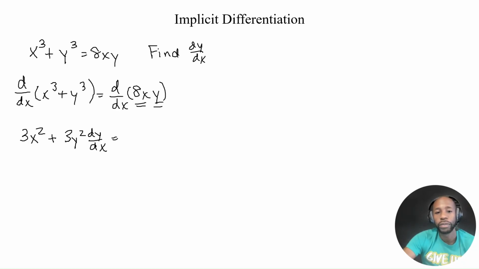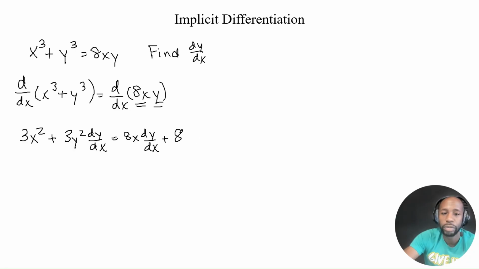So the first times the derivative of the second, derivative of y is going to be dy/dx, plus the second, which is y, times the derivative of the first. The derivative of 8x is just 8. Okay, now let's keep on going. Remember, we're trying to find dy/dx, so we're going to solve for that. So we'll clean it up here in a second. Actually, let me go ahead and write y times 8 as 8y.